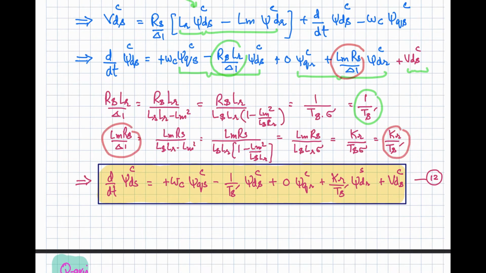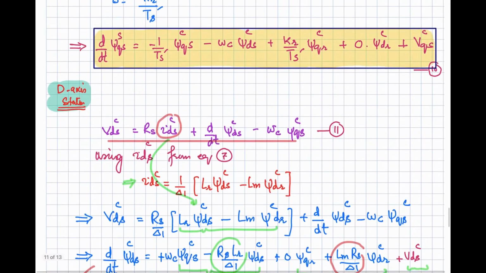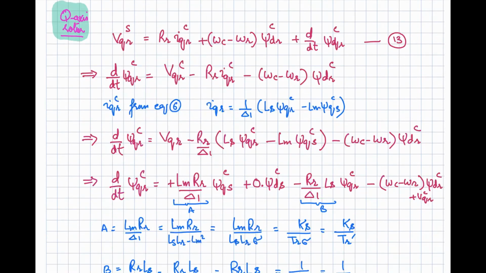So we can write down this equation from here, and this is our second equation in the state space form: the derivative of phi DS, with all the state variables here, and this is the input term. Similarly, the previous one that we defined was the derivative of phi QS and all the state variables. So this is the standard form of the state space. Now let's look at the q-axis voltage equation, q-axis rotor side.